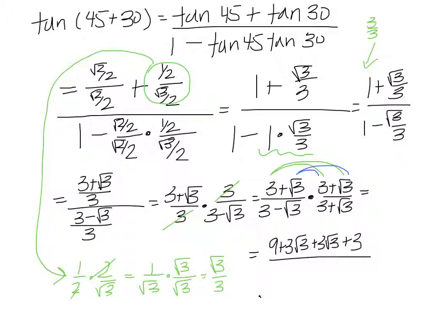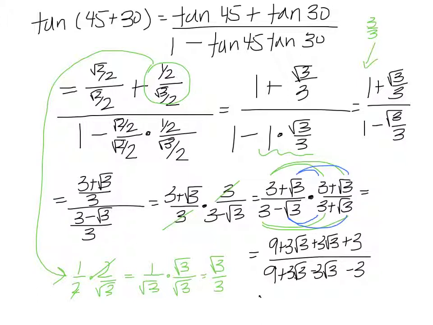Okay, on the bottom. First, we've got 3 times 3, 9. Outer, 3 times the square root of 3, 3 square root 3. Inner, I have negative root 3 times 3. That would be negative 3 root 3. And last, I've got negative root 3 times root 3, which is negative 3, because I have a negative times a positive.